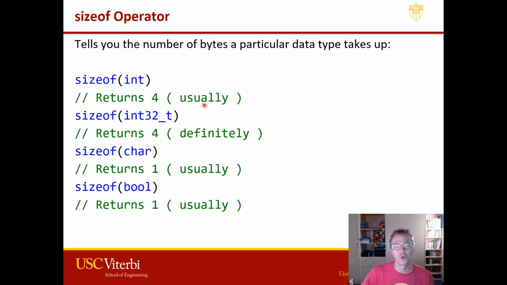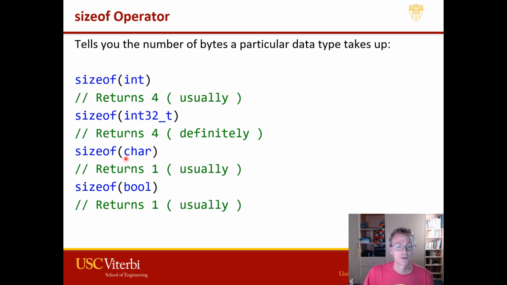In old school rules, an int could be a different number depending on your operating system. We don't use that anymore. So sizeof int should just be 4. It's nice to go ahead and use one of the new explicit types. Int32_t, for example, says I want a 32-bit integer, and the underscore t just stands for type, I think. So int32 type. And that will definitely return 4. It takes 4 bytes to hold a 32-bit integer.